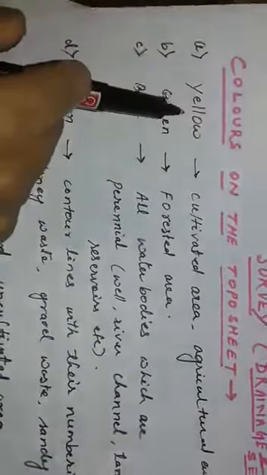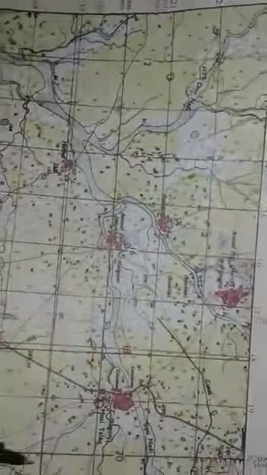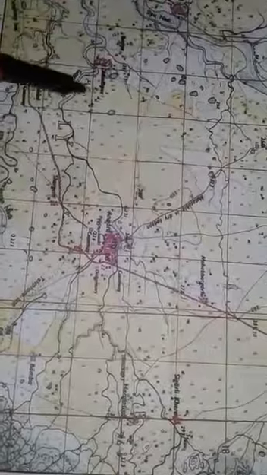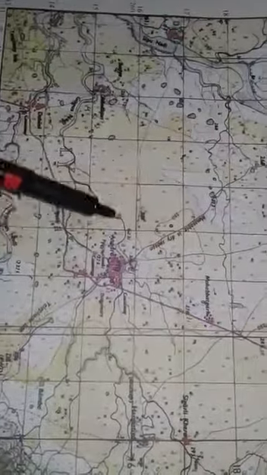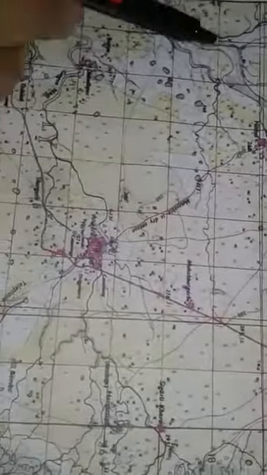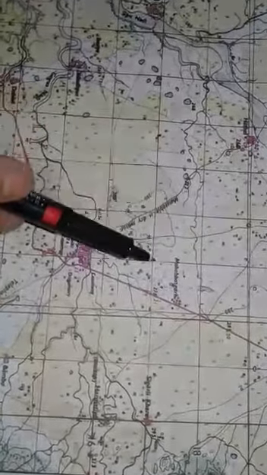So the first one is yellow color. See children, before discussing the survey map, we will discuss the different colors in our survey sheet. Here yellow color is given, here green color is given, here the lines are in black, the grids are in red color, and the settlements are in red with different black lines and black circles. Different colors are used over here. How you will identify the features in relationship with the colors, we will discuss today. So let us discuss the colors on the survey sheet.